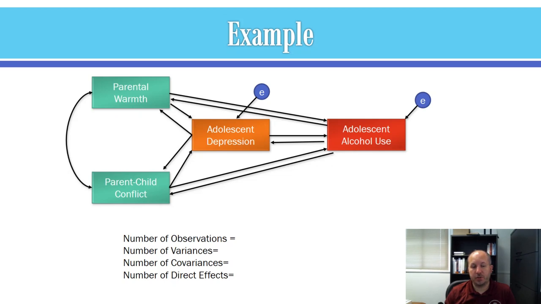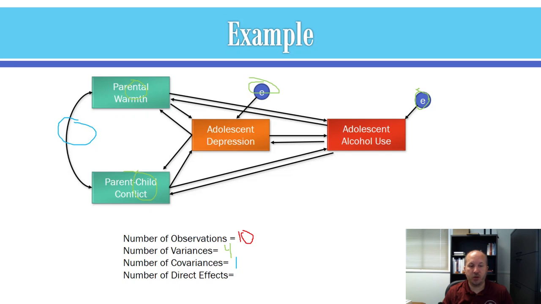We have 4 variables. 4 times 5 is 20, divided by 2 is 10. So we have 10 total observations. And then the next thing we're going to do is count our total variances. So we have 1, 2 exogenous variables, and 2 residuals or error terms, which gives us a total of 4 variances. And then our covariances, we're going to add up our double-headed arrows, so our correlations in here. And here we just have one covariance in our model.